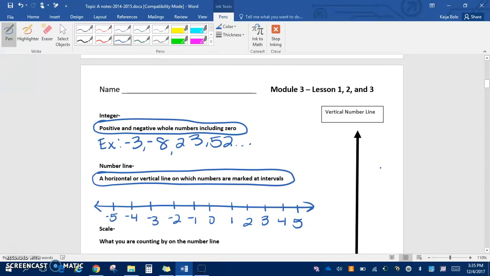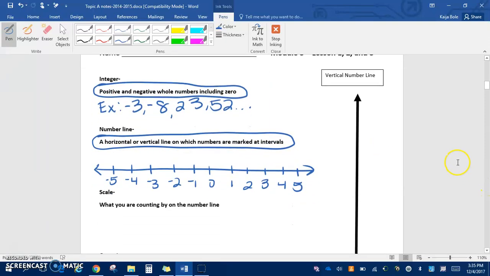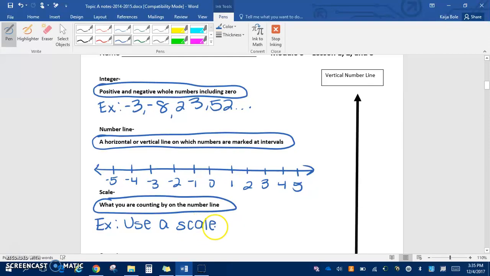Scale is what you are counting by on the number line. So again, make sure you have this written down. An example would be if it said to use a scale of 2 and range from -10 to 10 on the vertical number line. So this is what we're going to put in over here.